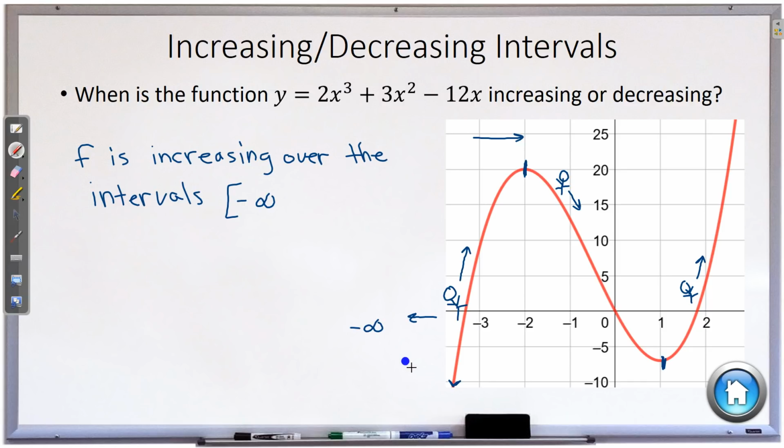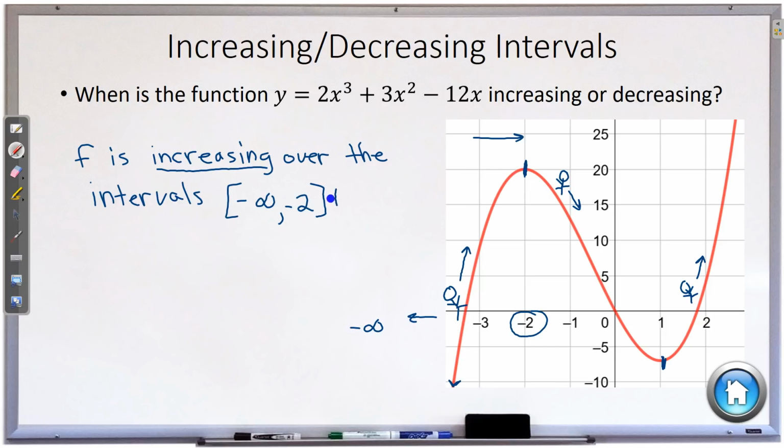And they're walking up, they're walking up, they're walking up. Where do they stop walking up? Right here at negative 2. That's where they stop walking up. Then they go down. We don't want to talk about that yet, but then they start going up. I'm only talking about the increasing. So we have another interval where they're going up.